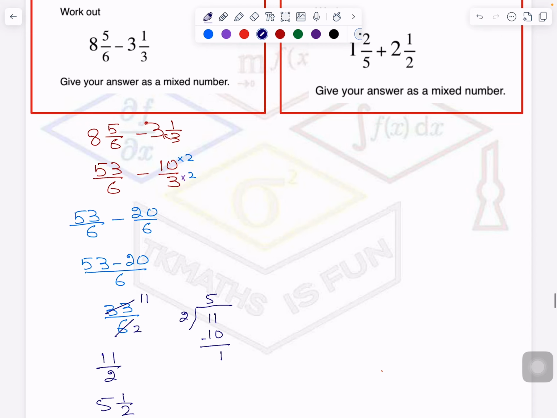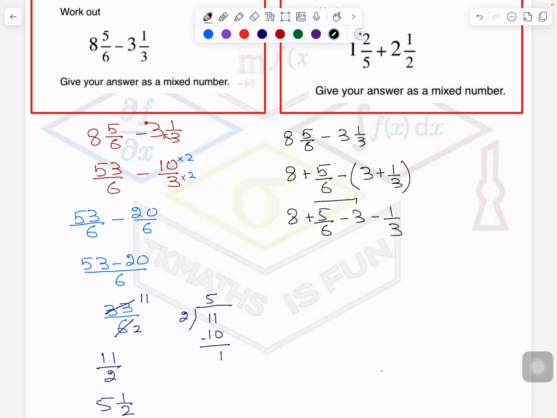Now let's do the same question by the other method. Let me do it here so that you have a clear concept. So it was 8 5 over 6 minus 3 1 over 3. So I can do 8 plus 5 over 6 minus. Now I need to put a bracket here because there is minus and 3 1 over 3 means 3 plus 1 over 3. When you remove the bracket, it will change to minus 1 over 3.